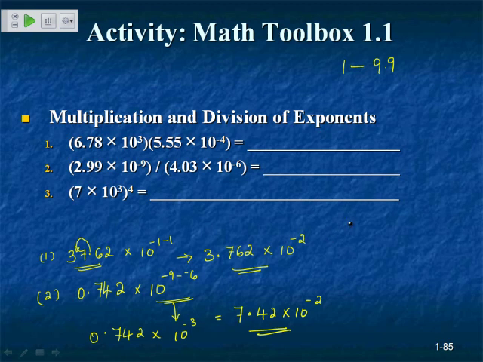Now the last one. 7 into 10 to the power 3 raised to the power 4. What did we say when we raise something to the power? 7 raised to the power 4. What is that number? 7 times 7 times 7 times 7. Something raised to the power 4 means it's not 7 times 4. You know that, right? 7 raised to the power 4 means 7 multiplied by 7 multiplied by 7 multiplied by 7.